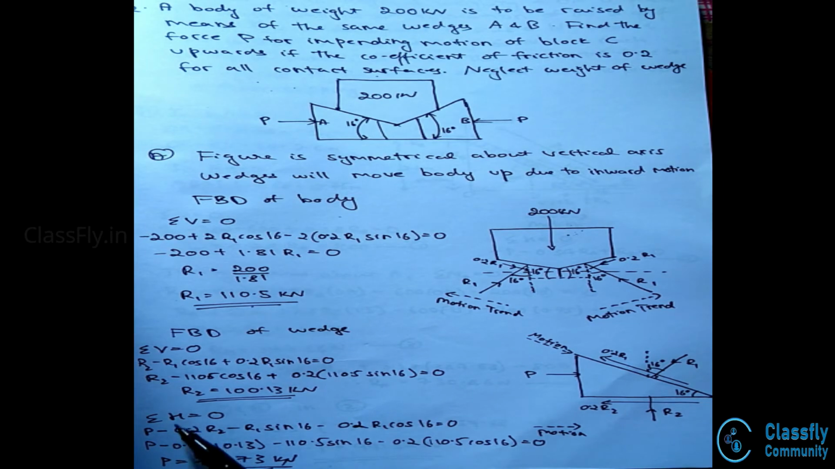Now, summation of the horizontal forces will also be equal to 0. Hence, P minus 0.2 R2 minus R1 sin 16 minus 0.2 R1 cos 16 will be equal to 0. Hence, P minus 0.2 into R2, that is 100.13, minus R1, that is 110.5 sin 16, minus 0.2 into R1 cos 16, that is 110.5 into cos 16, will be 0. Hence, the value of P will turn out to be 73.73 kN.